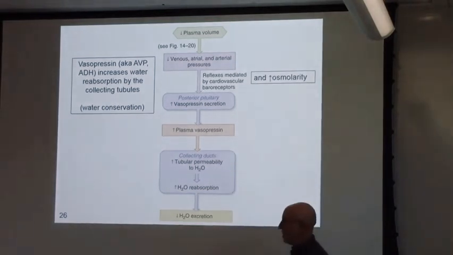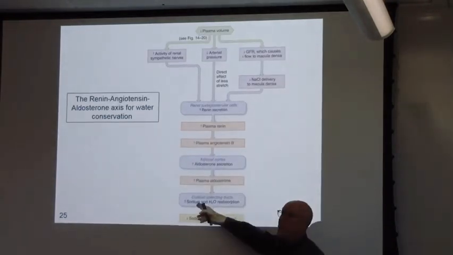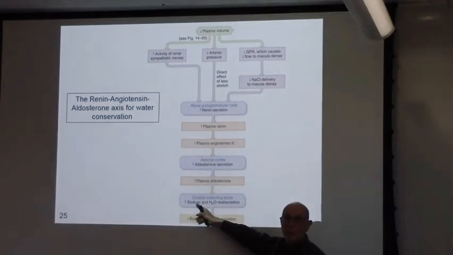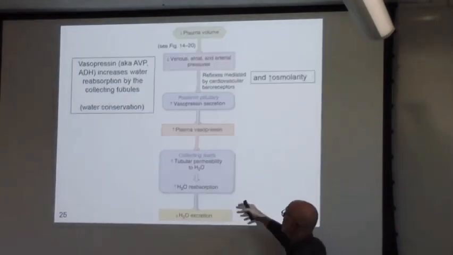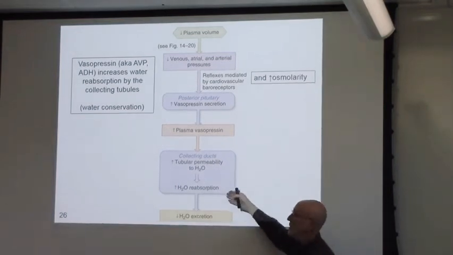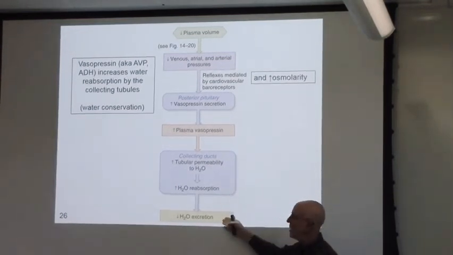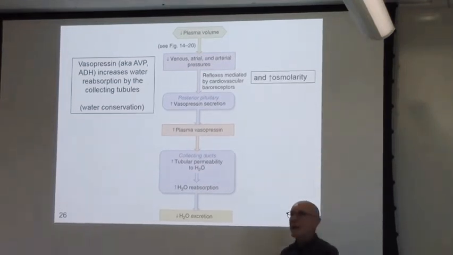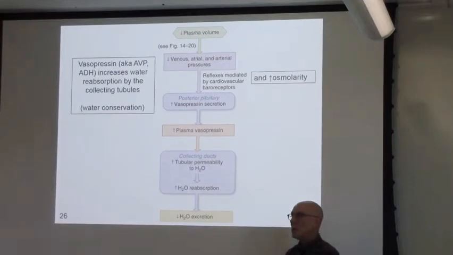The combination of increased sodium reabsorption by the ascending limb of the loop of Henle, building the gradient, and the increased water permeability of the collecting tubule increases water reabsorption and decreases water excretion. And this is when you produce a urine that is highly concentrated. Dark yellow, lots of solute. Time to drink some water.